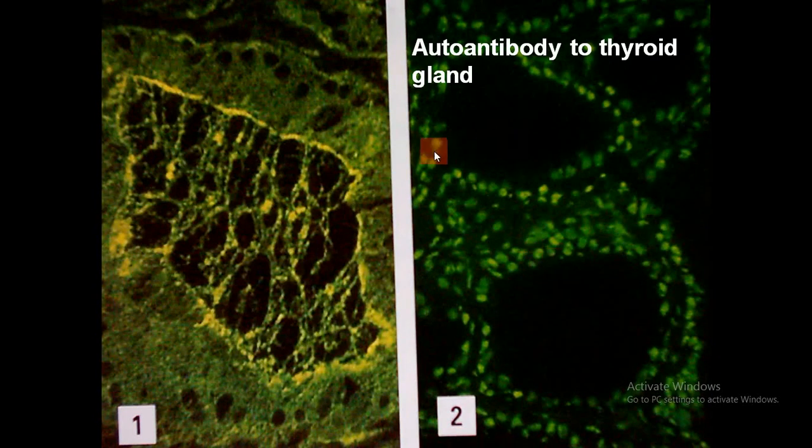And here in the immunofluorescence test, we use the fluorescent microscope, not an ordinary microscope, and examine the slide, and then we see the apple green color of the tissue. This is used to detect autoimmune disease of the thyroid, and here the autoantibodies are against the thyroglobulin, and here against the thyroid cell.